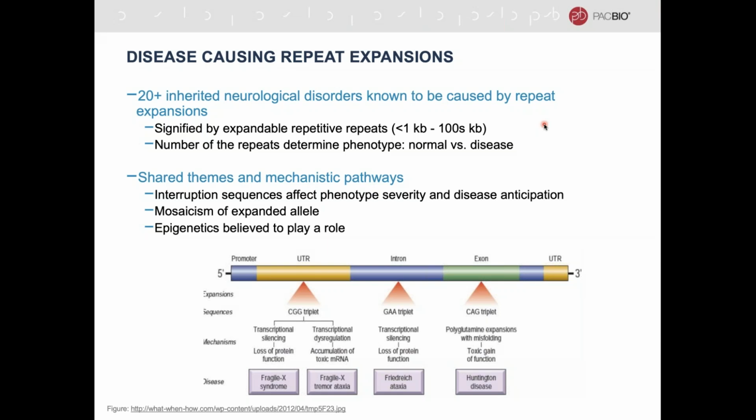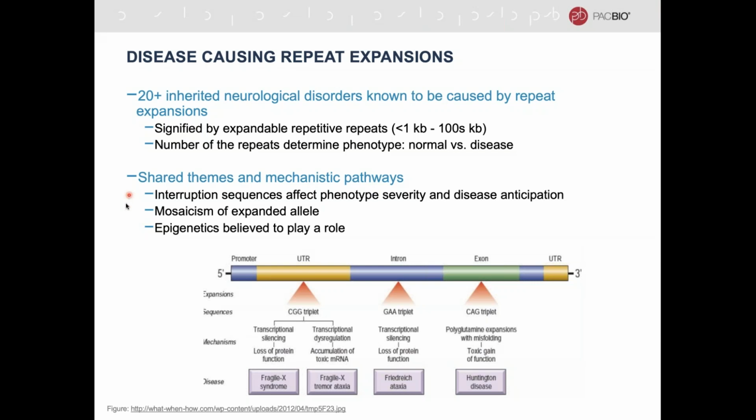Now, there are some shared themes between these disorders. So one is interruption sequences. So these are repeat elements that are found within the repetitive region. And so far from what's been seen in the research, they act as phenotype modifiers. And they're a little different for different disorders.